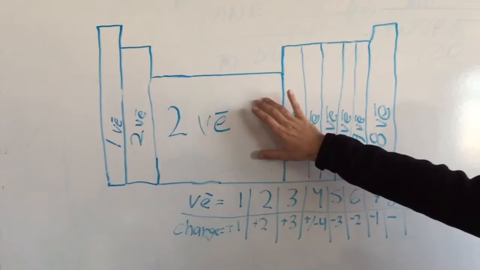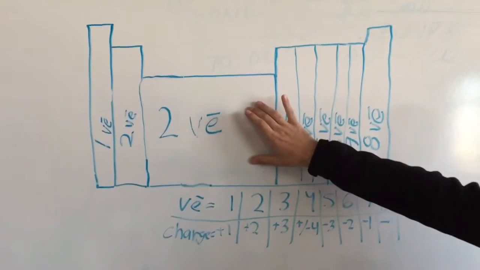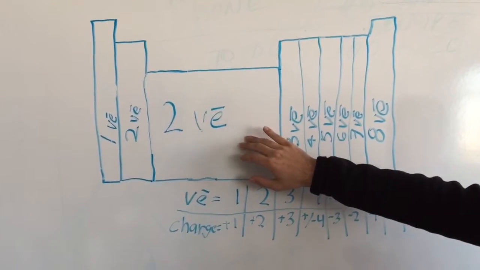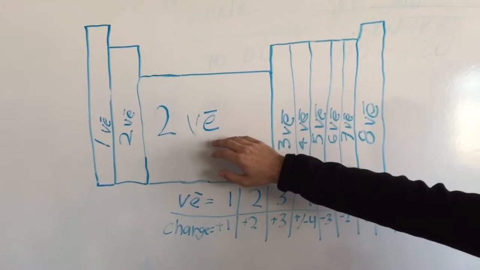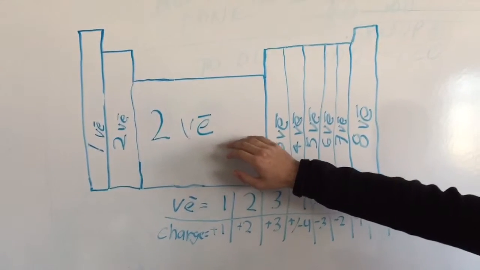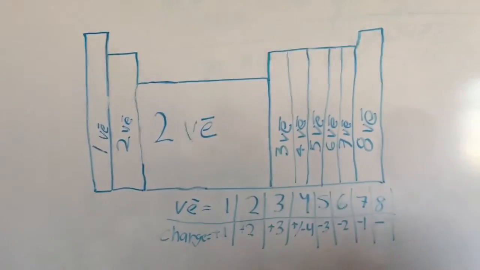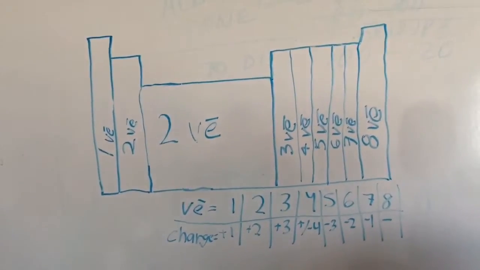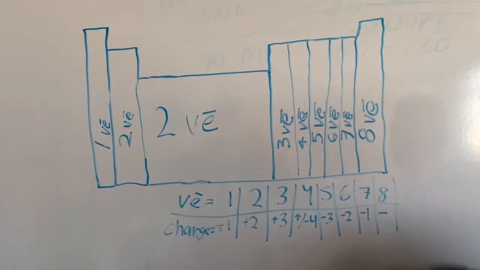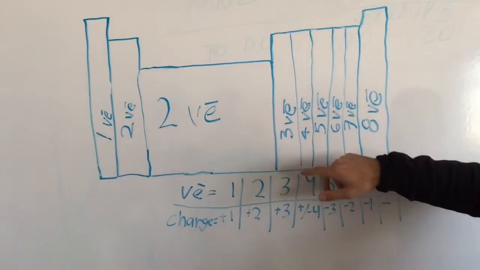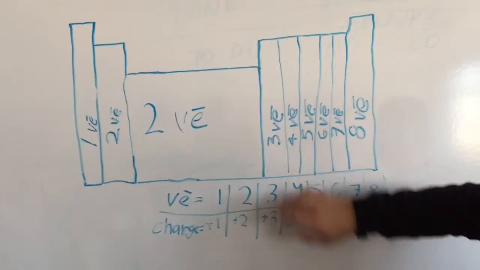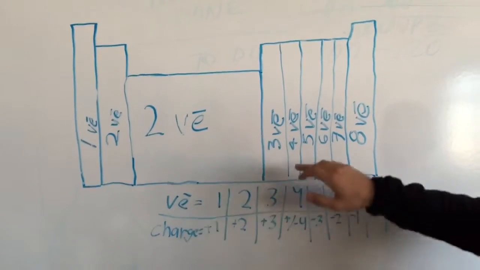This section of the periodic table, which has 10 columns in total, has elements that each have 2 valence electrons for the most part. There are a couple of exceptions, but these will be given to you in the question. Then this one has 3 valence electrons with a charge of positive 3, and so on.